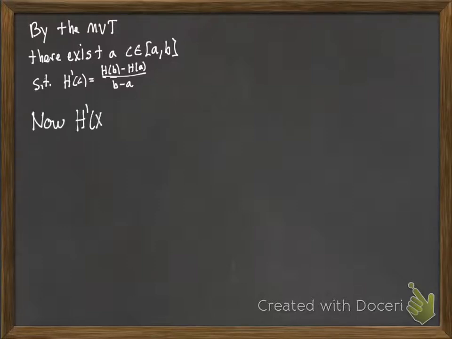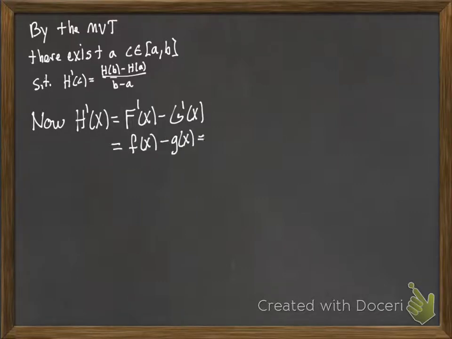So we know what H prime is, though. H was F minus G, so H prime is F prime minus G prime. But F prime is little f, and G prime is little g. So, I'm sorry, it should actually not say little g. That should say f. I apologize for that error there. It should be f of x minus f of x, and of course that result is 0. So H prime of c is 0. Why is it 0? Because H prime is always 0.